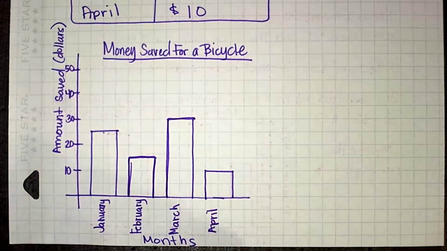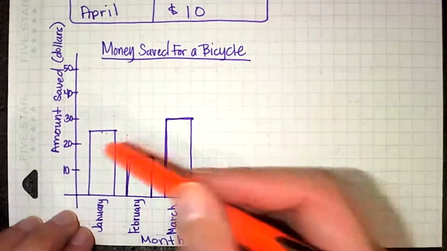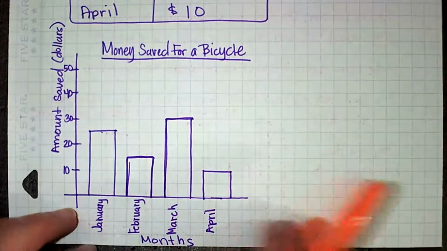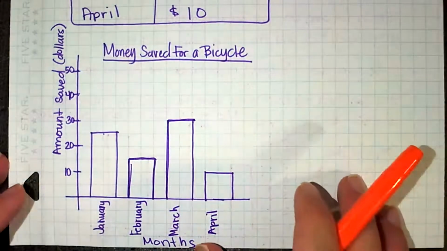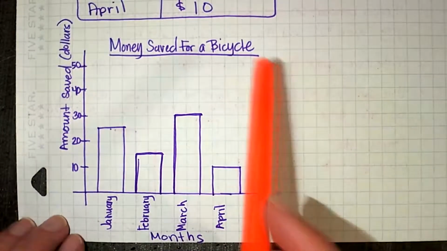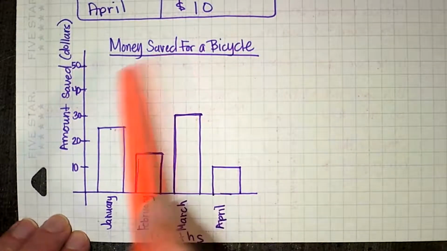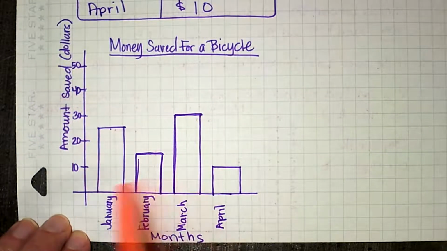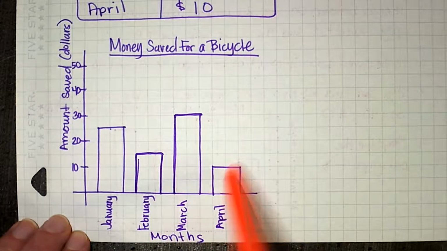Now, the reason it's easier to do this on grid paper is because it gives you clear guidelines where you can trace the lines to make a really neat and organized graph. But here you can see I have all the important parts of the graph. I have the title, I have the scale, I have the labels, I have the categories, and I have the bars.